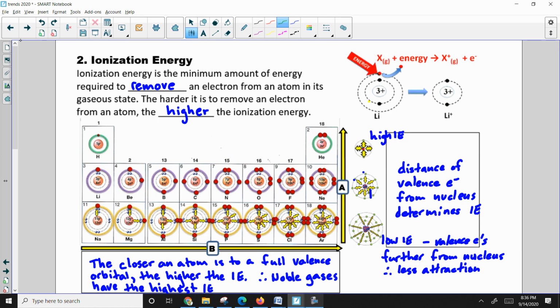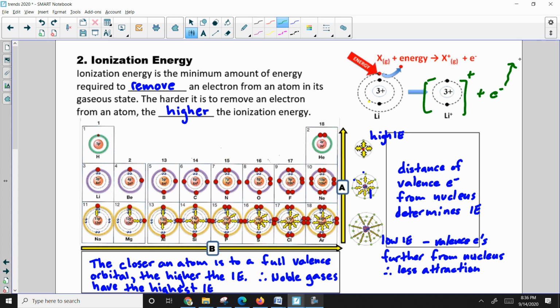So let's look at this. Make sure you recognize the diagram. It's a very easy diagram. So basically adding energy to remove an electron. So over here you should have this. There we go. You have a positive cation, and you're going to have some electron that's zooming around somewhere. So the definition is the minimum amount of energy required to remove an electron from an atom, and usually we look at gases. The harder it is to remove the electron from the atom, the higher the ionization energy.